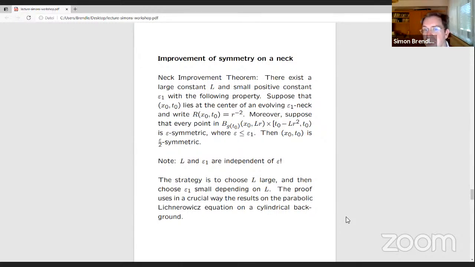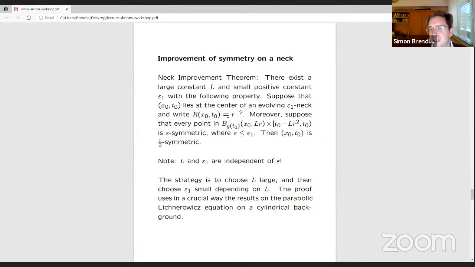So I can find a uniform constant L and a uniform constant epsilon1. L will be large, epsilon1 will be small, such that the following holds. Suppose that (x0, t0) lies at the center of an evolving epsilon1 neck, and let's suppose that every point in a parabolic neighborhood of size L is epsilon symmetric. Then the point at the center is epsilon over 2 symmetric.